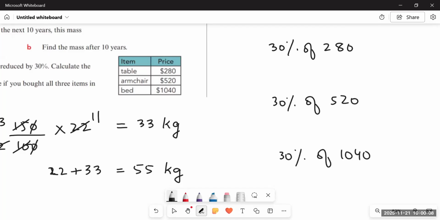1040. So again, we have a 0 here, two zeros here, two zeros here. So what we will do, we will cut the two zeros with the 0 of 100, and then we will multiply 28 with 3, which is 84. So the price of the table will reduce by $84. For the armchair, it would be 52 multiplied by 3, which is $156. It means the price of the armchair would reduce by $156 from $520. And for the last one, we will multiply 104 with 3.